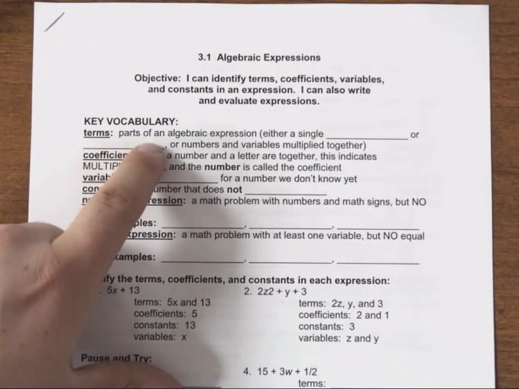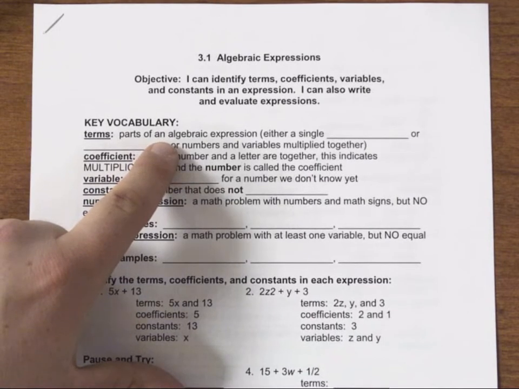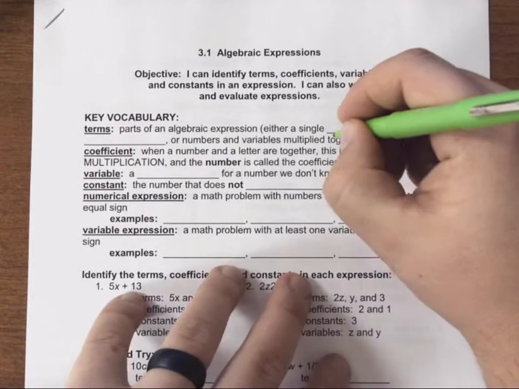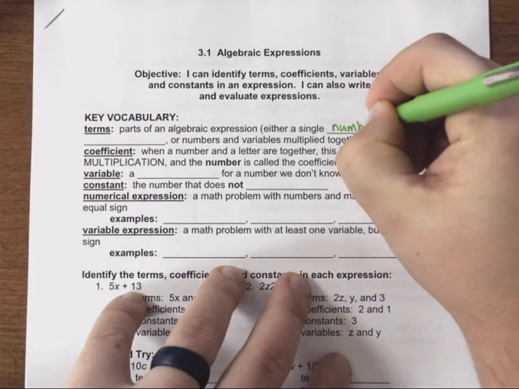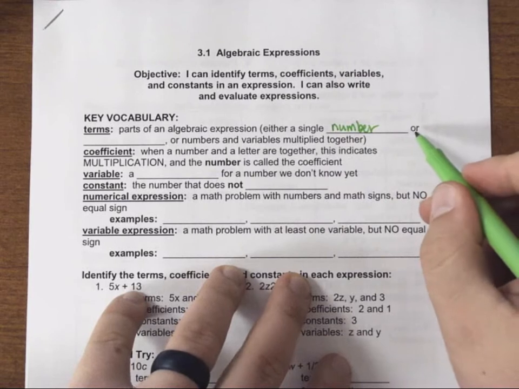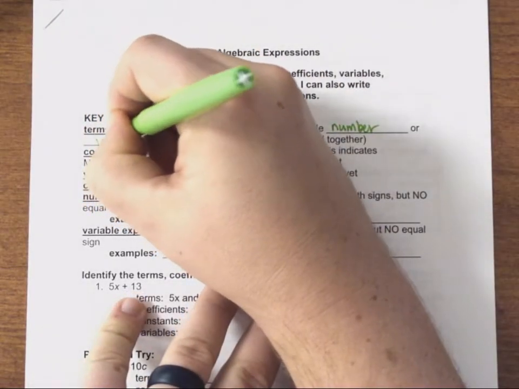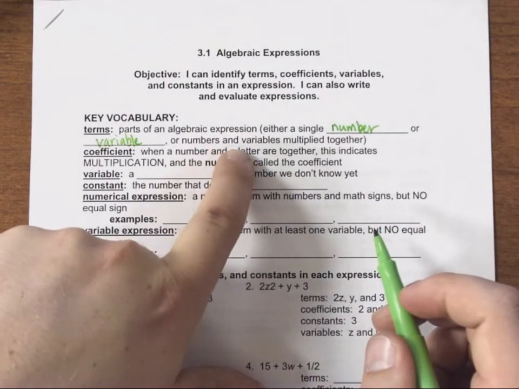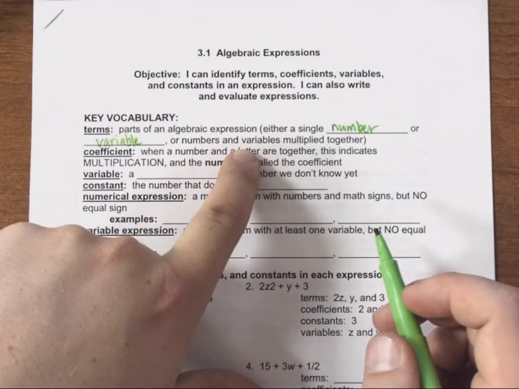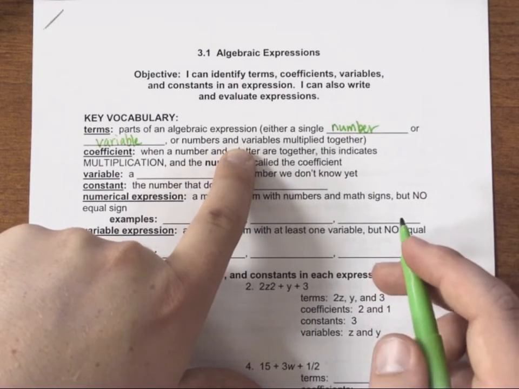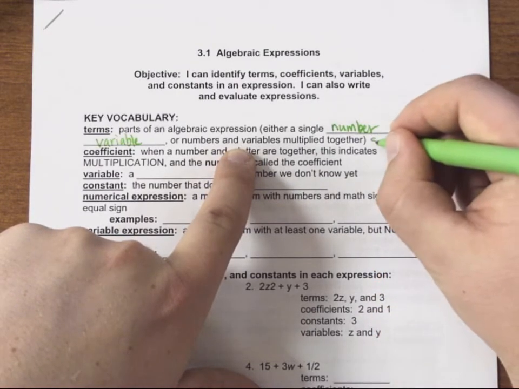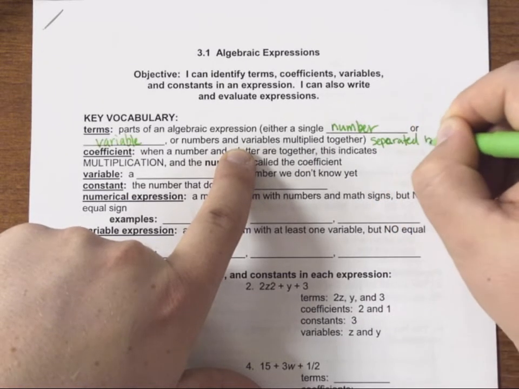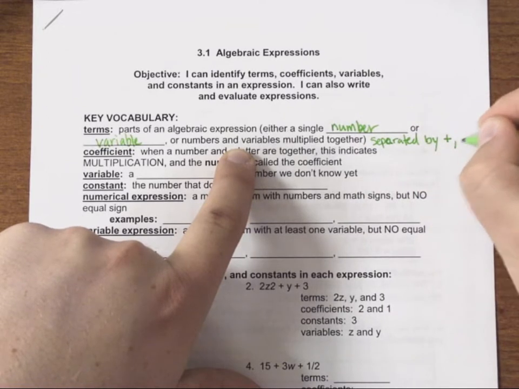Terms are part of an algebraic expression, either a single number or variable, or numbers and variables multiplied together could make up a term. Terms are separated by addition or subtraction.